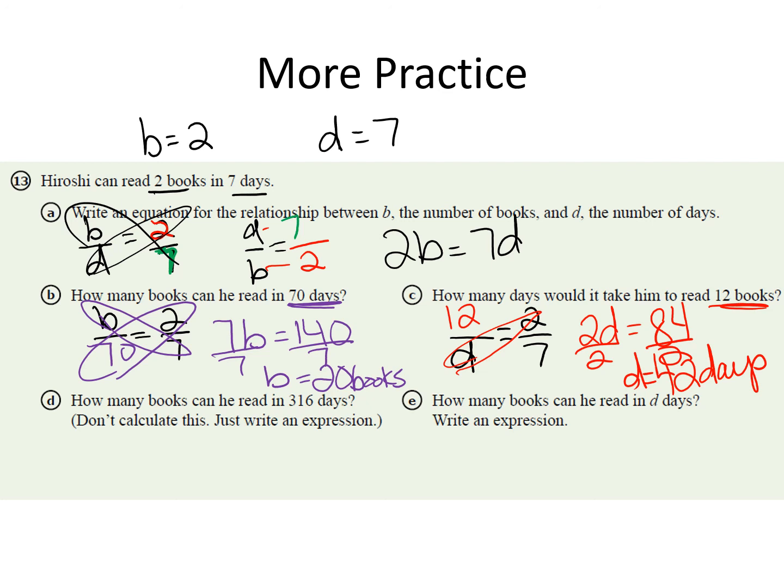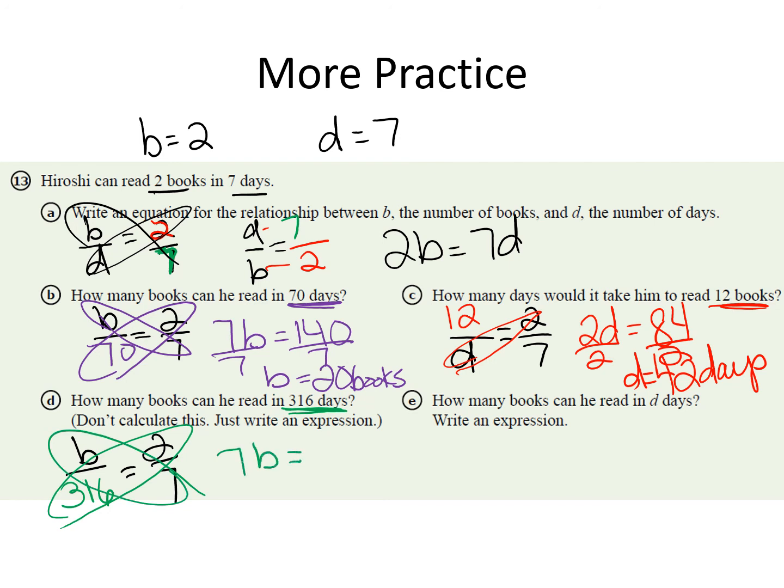Okay, let's look at this next one. Okay, we don't have to calculate this. Let's just solve it. It says not to, but of course we're going to calculate it just because it's fun. B over days equals 2/7. Okay, what information did they give us? 316 days. So we are going to replace this with 316. Let's cross multiply. That gives me 7b equals 316 times 2, 632. Divide by 7.